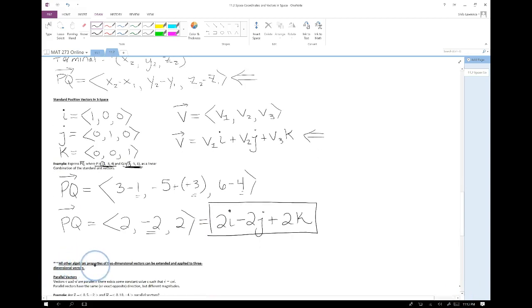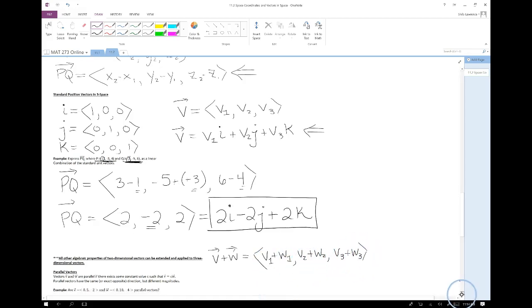All of the other algebraic properties of those two-dimensional vectors that we talked about in our last section can be extended and applied to three-dimensional vectors. And what I mean by that is if we're going to add v plus w, we just add corresponding components. So it would be v1 plus w1, v2 plus w2, v3 plus w3. Whatever we do for the first two components, you just follow the same pattern and you do it for your third component.